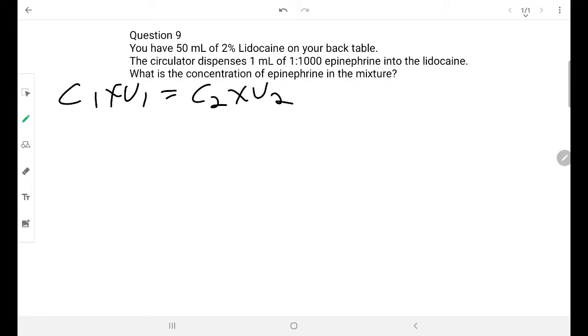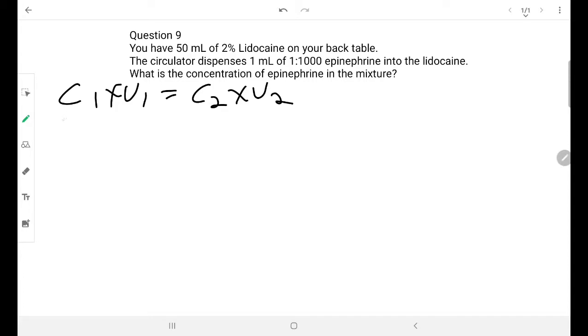You have 50 milliliters of 2% lidocaine on your back table. The circulator dispenses 1 milliliter of 1 to 1,000 epinephrine into the lidocaine. What is the concentration of the epinephrine in the mixture? So in that mixture that you have on your back table.